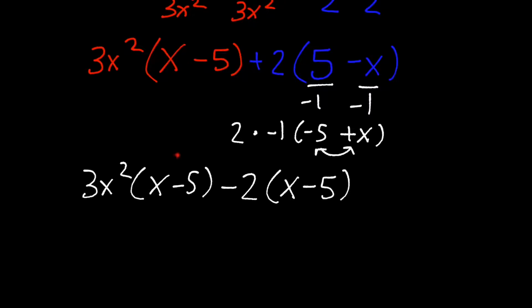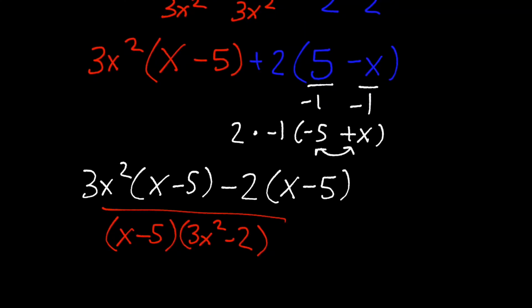Now I have my common binomial factors of x minus 5's, and we can finish off the problem. Group together the binomial factors of x minus 5 into one parentheses, and then the second set of parentheses is the GCFs of 3x squared minus 2. And there we have it.